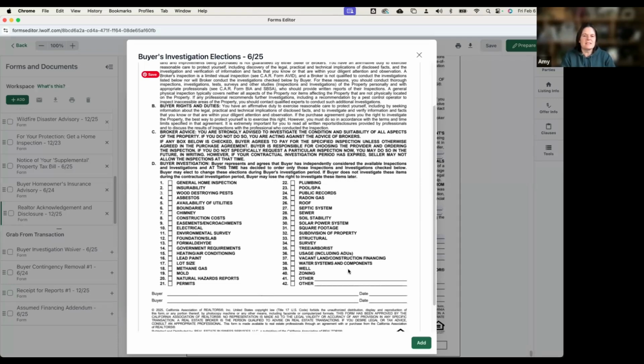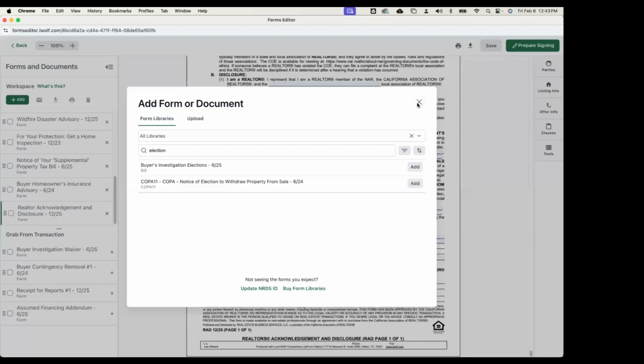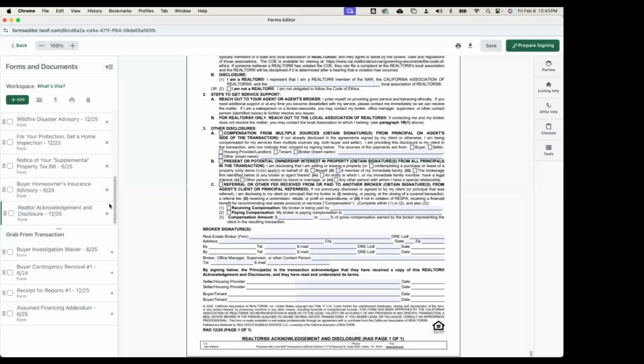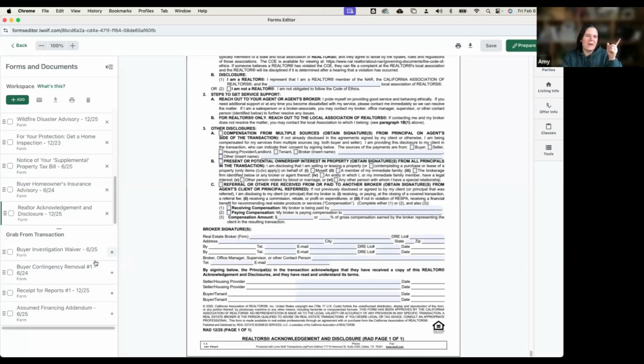So I usually do send this out through Glide, the buyer investigation elections. And that is super important, and that has helped me in situations. A lot of times we'll see now the sellers getting the inspections done ahead of time. Even if they're getting them done ahead of time, we still want to make sure that we go through and ask the buyer if they would like to have those inspections done again. Absolutely. Which is where the next two forms come in, so I do two. One is the buyer investigation waiver, and one is the receipt for reports.